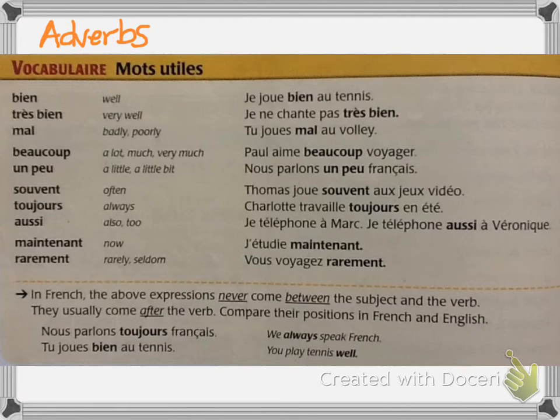In French, the above expressions never come between the subject and the verb. They usually come after the verb. Compare their positions in French and English. Nous parlons toujours français. We always speak French, but notice the always comes after the verb in French. Tu joues bien au tennis. You play tennis well. Again, notice that the word well comes after. So again, what they're pointing out here is what we talked about already, that these adverbs follow the verbs in the sentences in French.